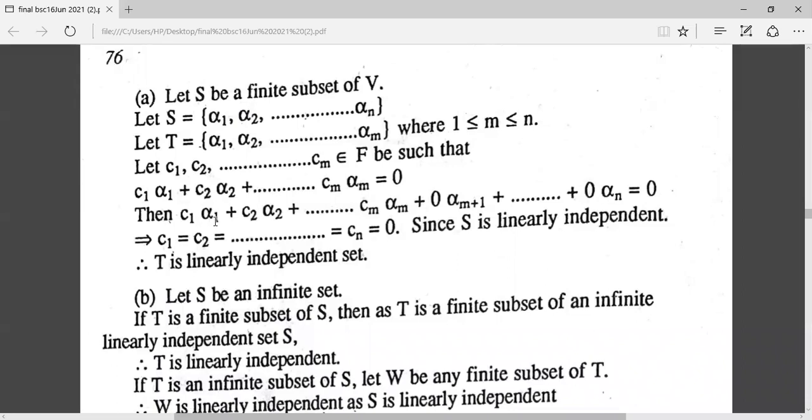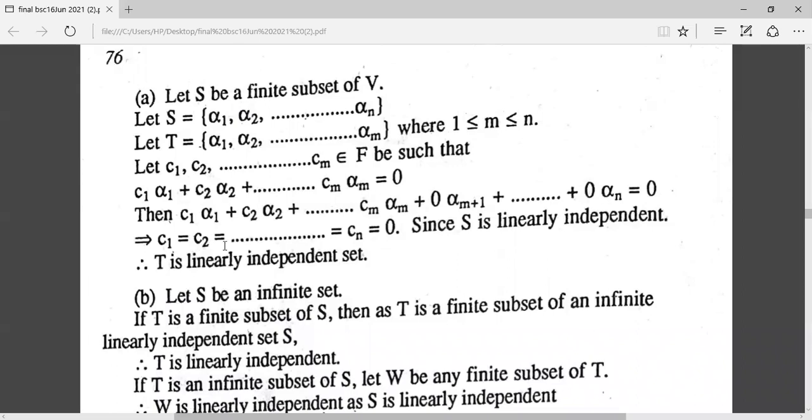So therefore, what is this one? C1, C2 to Cn alpha n. So I can write Cm alpha m as Cm alpha m plus 0 into something is 0. 0 into alpha n is 0. Therefore, it is nothing but C1 alpha 1 plus C2 alpha 2 plus so on, Cm alpha m equals 0. So here each of the scalars is 0. Why is each of the scalars 0? Because S is linearly independent that you have taken in the beginning.